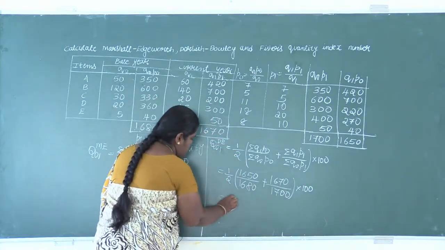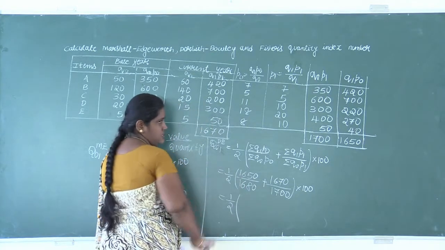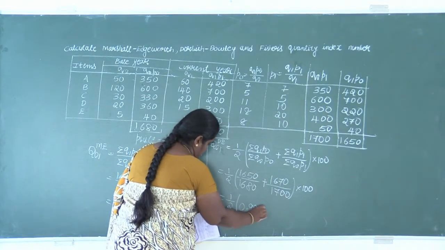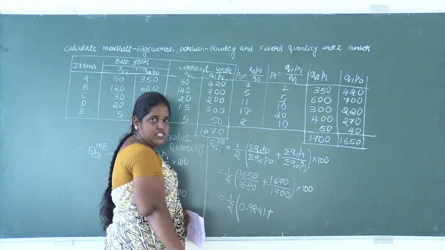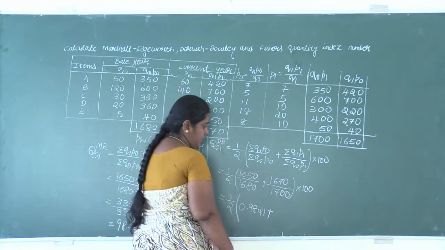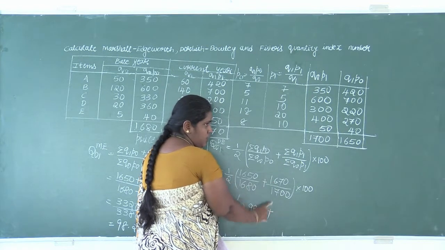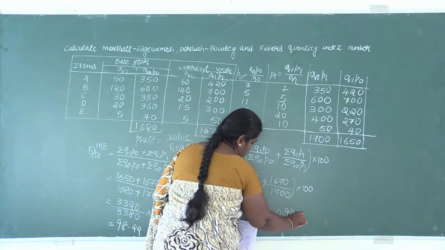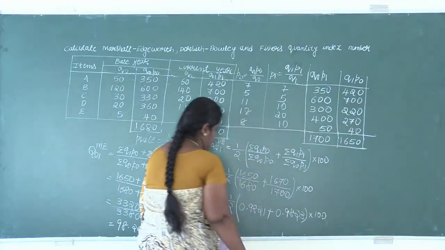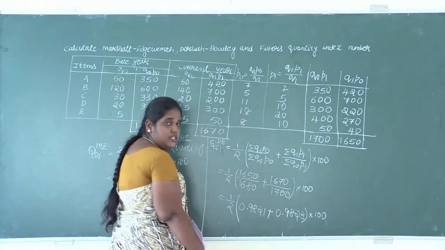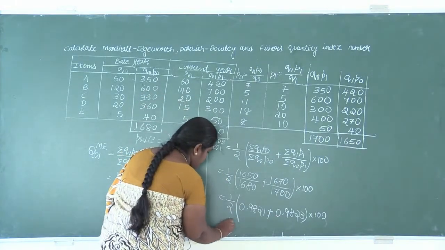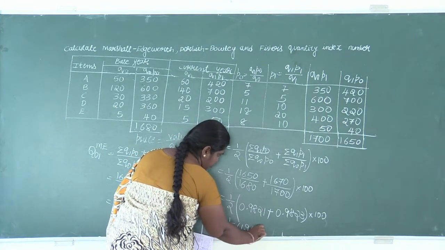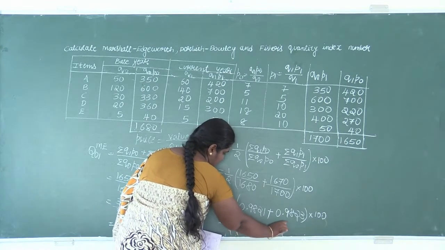Now divide each value, so 1/2 we have to keep as it is. 1650 and 1680 when we divide, you'll get 0.9821. It is compulsory to take four numbers after the decimal, so 0.9821. Then 1670 and 1700 we have to divide, we'll get 0.9823 into 100. So now add 0.9821 and 0.9823. Starting 1/2 we'll write as it is, then 1.9644 when we add, into 100.